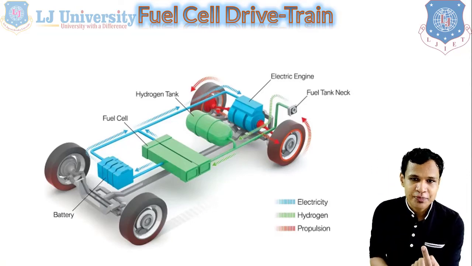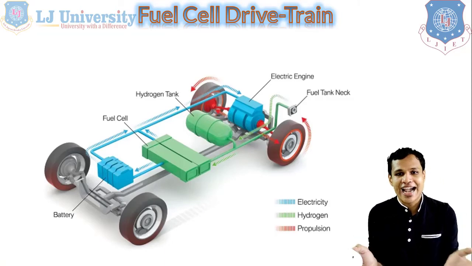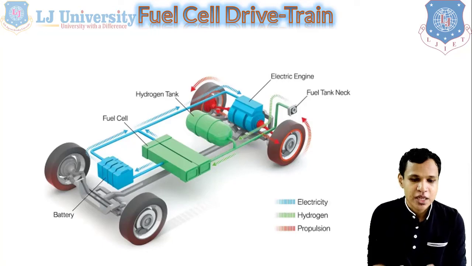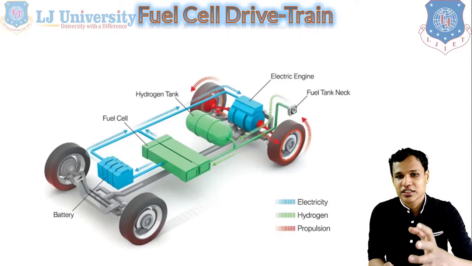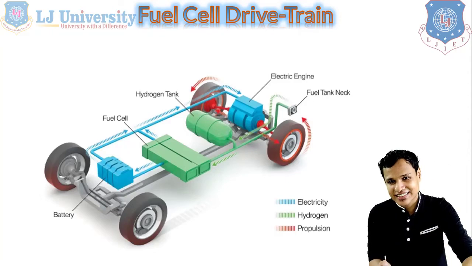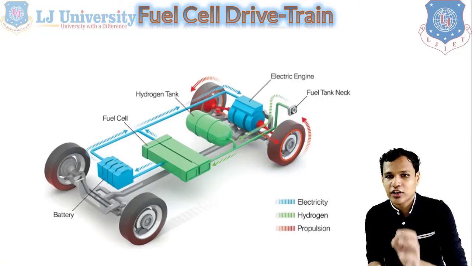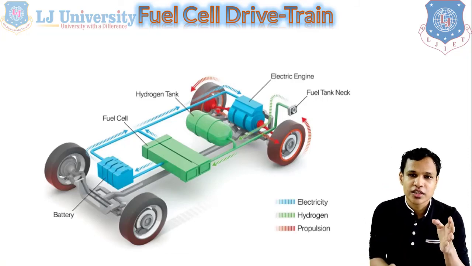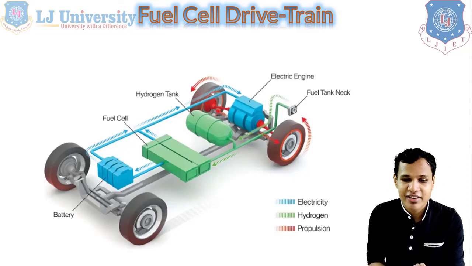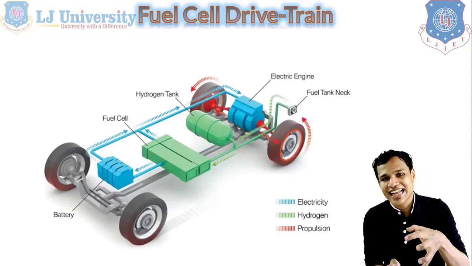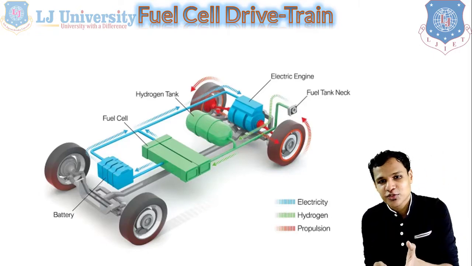First is the fuel cell. The fuel cell uses water, from which the hydrogen and oxygen are separated. The fuel cell is connected with our battery, and also with our hydrogen tank. The hydrogen tank supplies the fuel, or we can say hydrogen, into the fuel cell. Then the power is transmitted towards our electric motor with the help of the battery or with the help of the fuel cell.